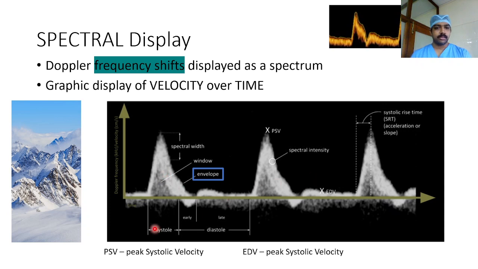This is in systole, this is in early diastole, and this is in late diastole. And this is the peak systolic velocity and this is the end diastolic velocity.